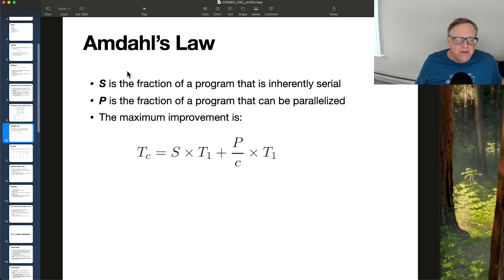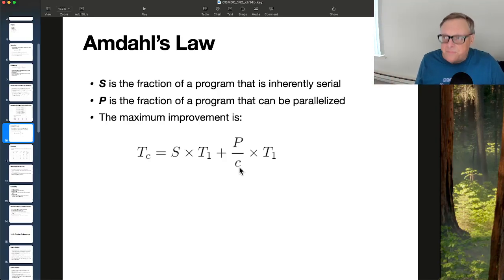So here's Amdahl's law. S is the fraction of the program that's inherently serial, and P is the part that can be parallelized. So if you add more cores, obviously, the total time is going to be this fraction of the time on one core, and this fraction sped up by a factor of C. This would be the 100% efficiency improvement.